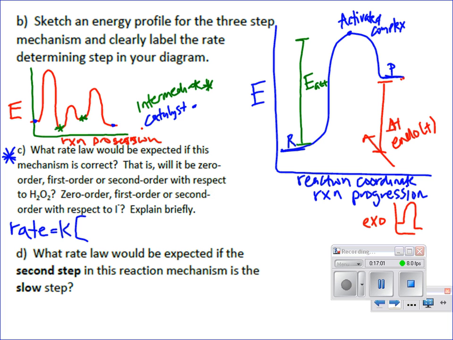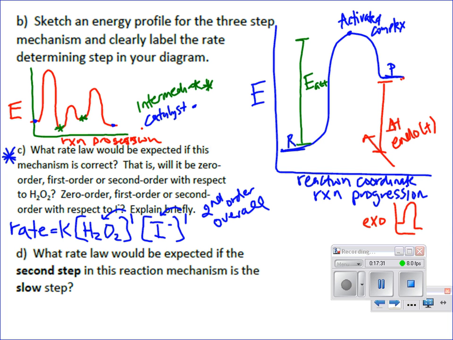But what's one reactant in the rate law? H2O2. How many of them are there? 1. Slamming into what? I-, and how many of those are there? 1. So the terminology I'm expecting you to know is this is first order with respect to H2O2, first order with respect to I-, and second order overall. So if it was 2 H2O2, it'd be second order with respect to H2O2.